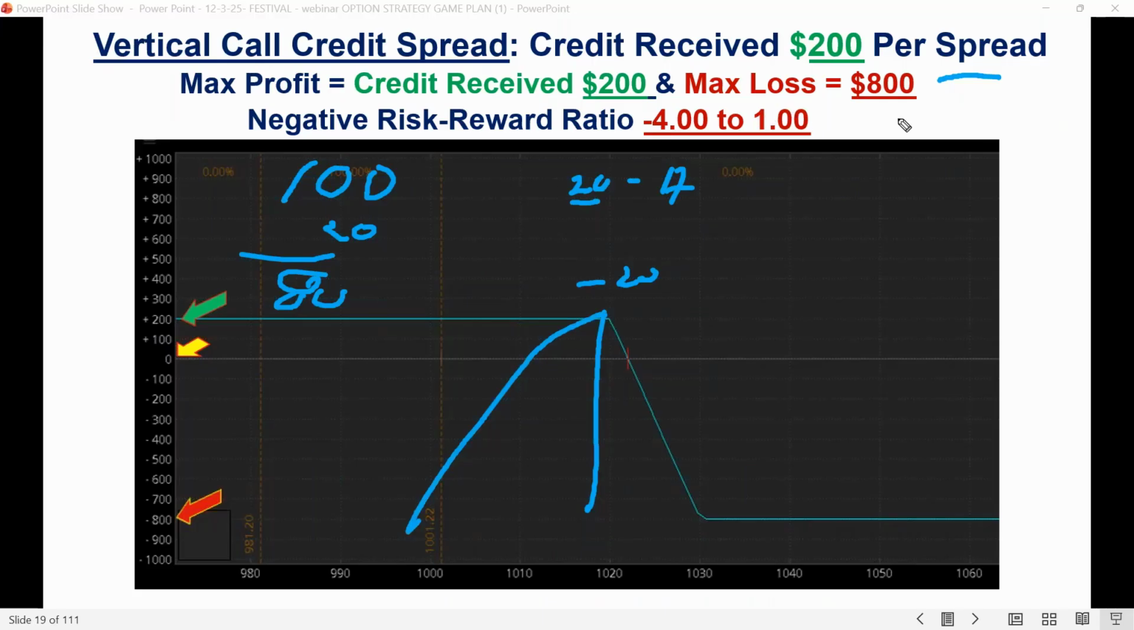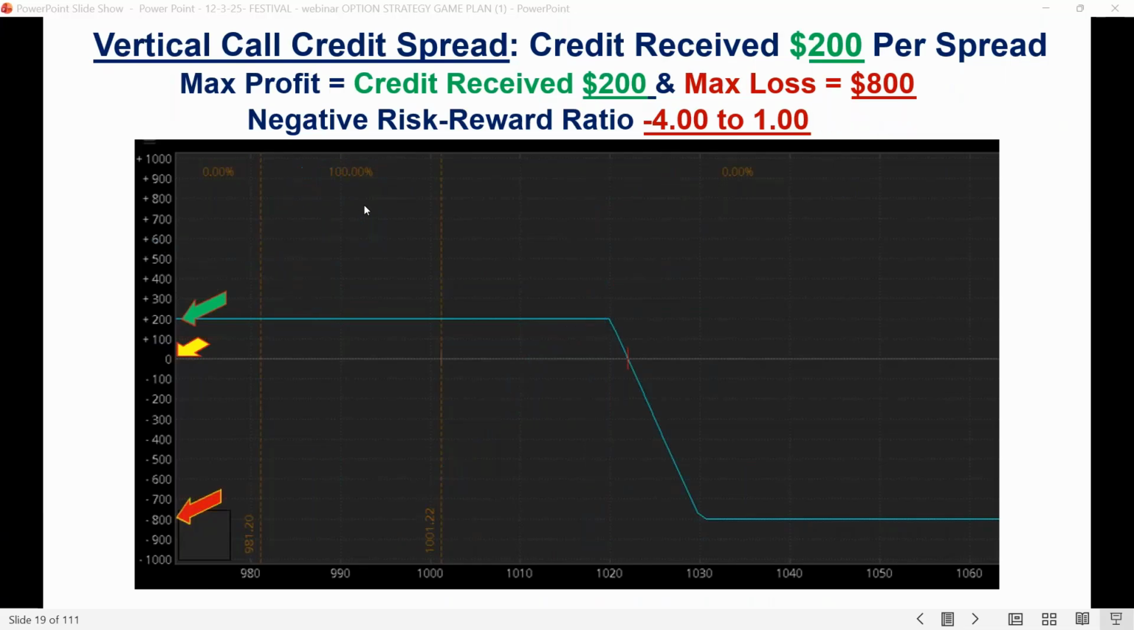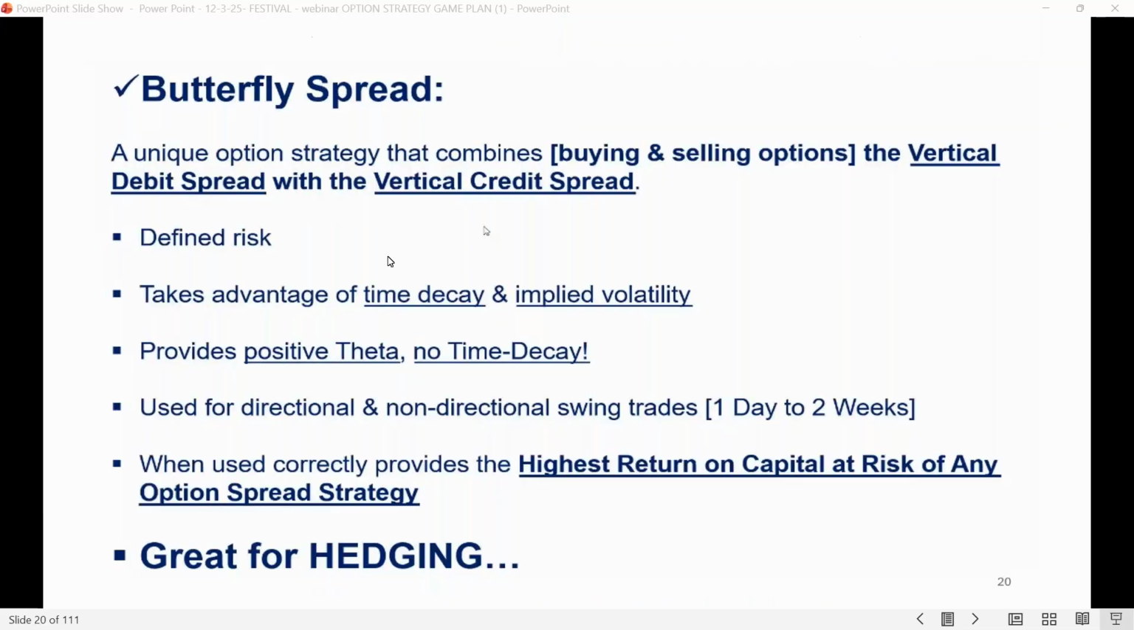So that's why the risk reward ratios are negative in these types of trades, because going into the trade you've got a theoretical probability, in this example, of an 80% chance of winning. All right, so those are things to understand for credit spreads. But what I like to do is combine the credit spreads with debit spreads, and with that we can construct a lot of different types of great option strategies.